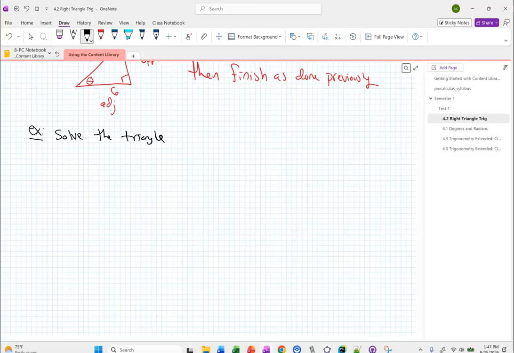Our last example is going to be a solve the triangle example. So when we see the direction, solve the triangle, what does that mean? Find all the missing sides and all the missing angle measures. So if I look at this, it looks like I'm missing one angle and then two of the sides, right?